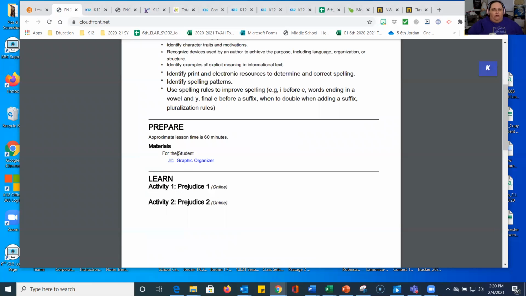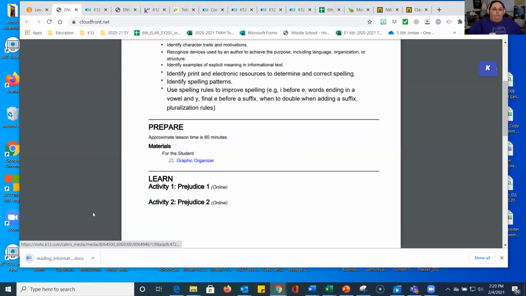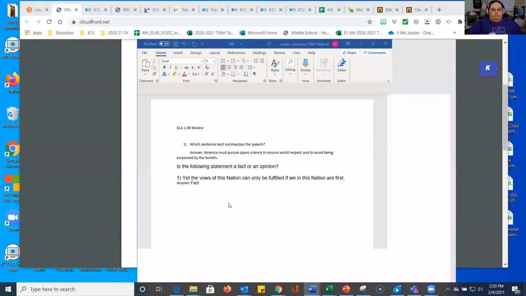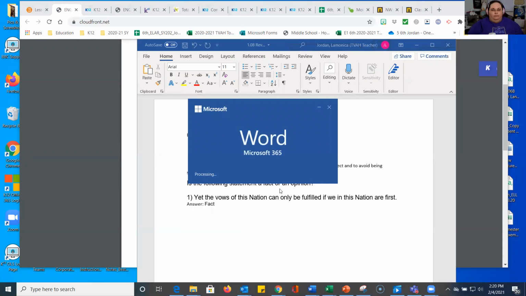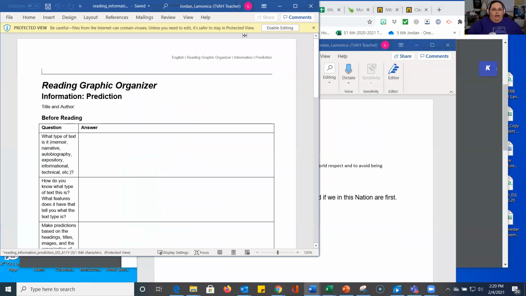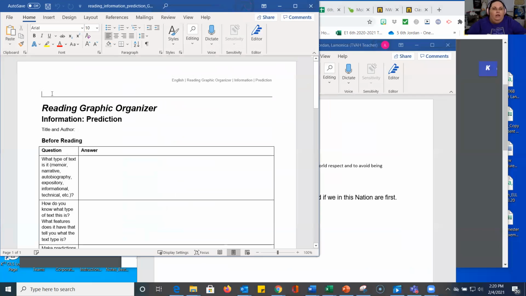All right, materials. You're going to need a graphic organizer. So we're going to go ahead and download that. It downloads right here, and you open it. In order to be able to type on it, you click Enable Editing, and that gets rid of that yellow bar. And go ahead and put your name. Let me just put Mrs. Jordan. That's what it is. There we go.